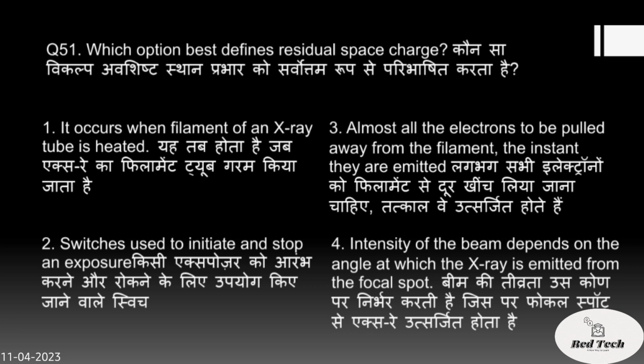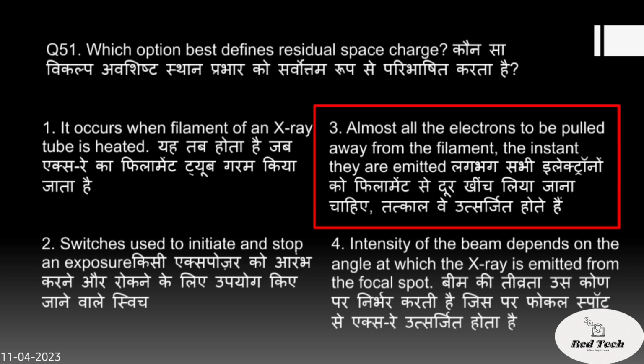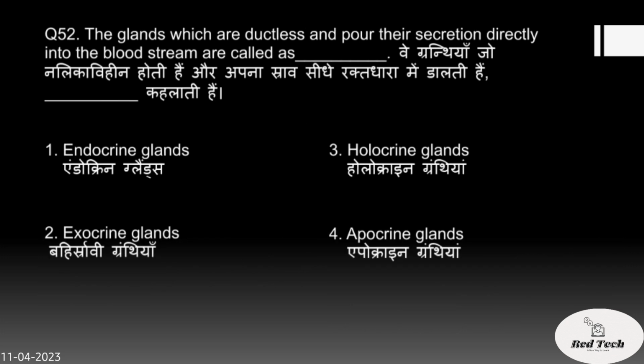In the given options, if you go one by one, option number 1, it occurs when the filament of the X-ray tube is heated. So it is not a correct option, and not even the second or fourth. So the right answer is option number 3, when all of the electrons are pulled away from the filament at the time they are emitted. So the right answer is option number 3.